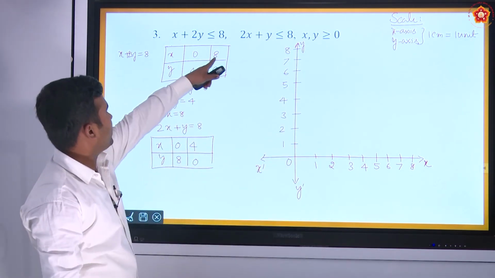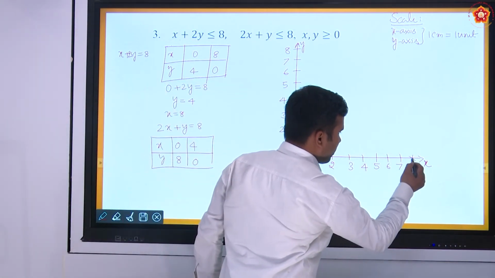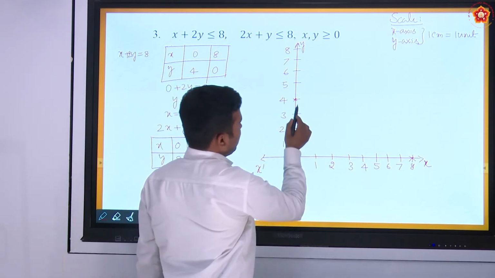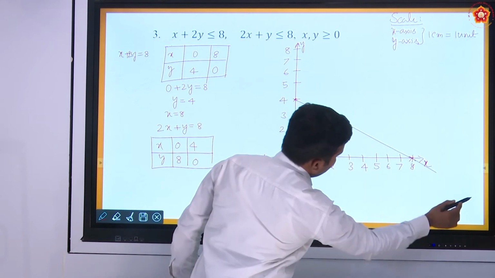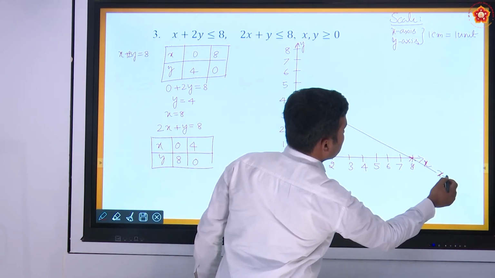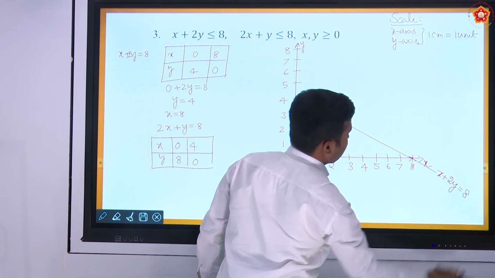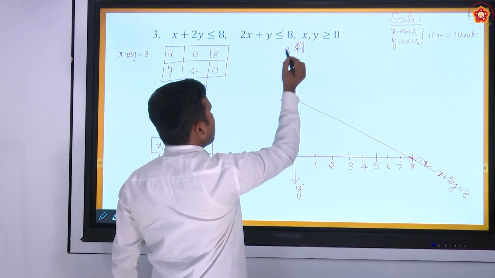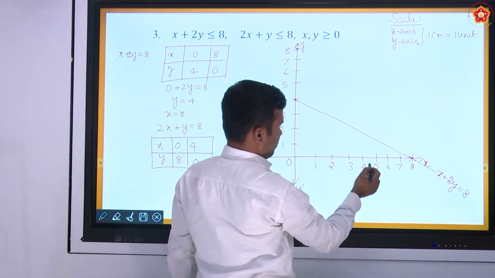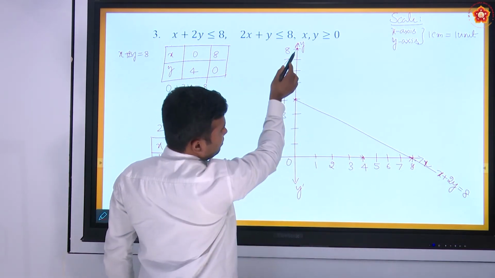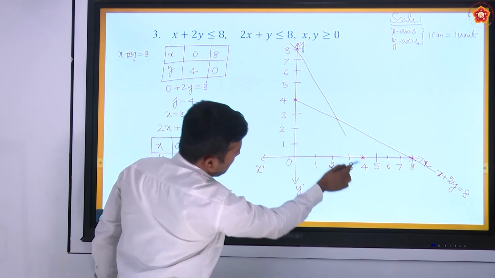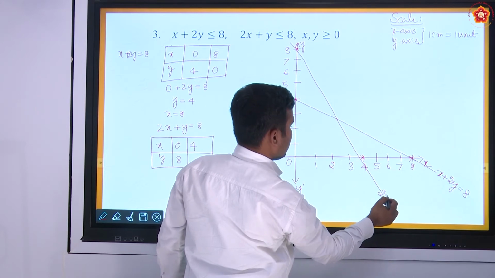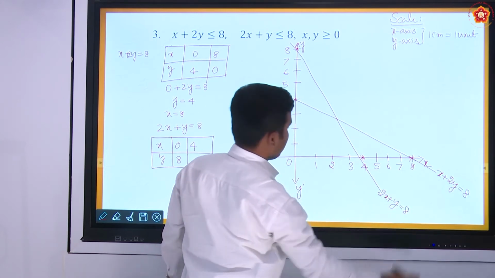So here x is 8 and y is 4. Then you join this. This line is x plus 2y is equal to 8. Similarly, y is 8 and x is 4. So join this too. So this line is 2x plus y is equal to 8.